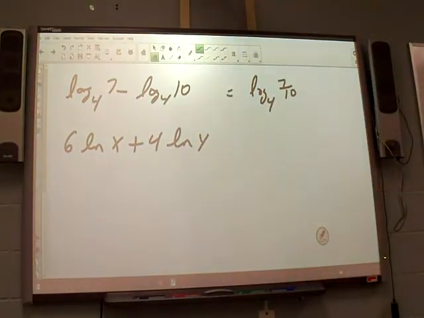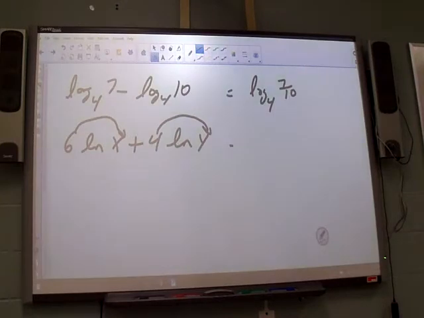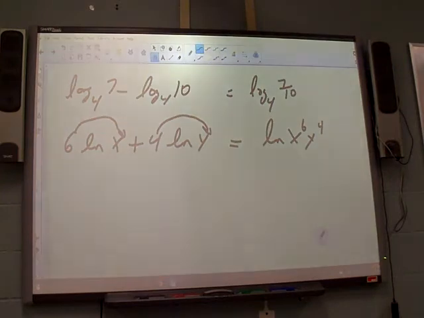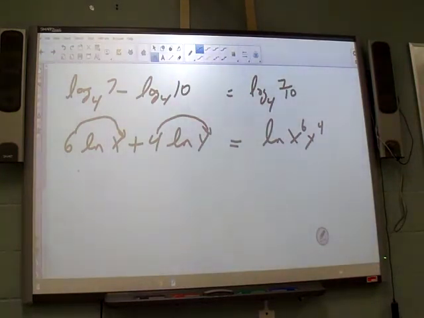Good job, y'all figuring that out pretty quick. I'm going to have an x to the 6th there, and a y to the 4th there. And then the addition goes with product. So x to the 6th times y to the 4th. That's it. Squish that thing down to one little natural log. The power property was used, and the product property.